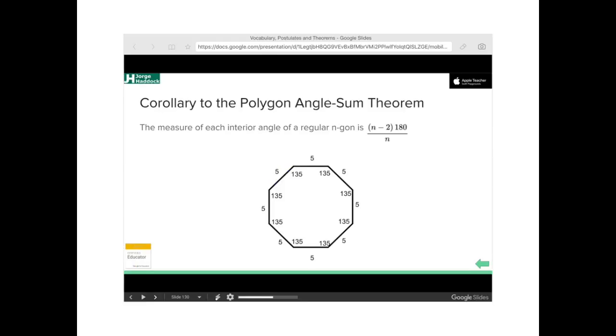The corollary to the polygon angle sum theorem states that if a polygon is regular, then I can find the measure of each angle by multiplying n minus 2 times 180 and dividing by n. To be a regular polygon, all the angles have to be exactly the same, so I just divide by how many angles there are. So let's see those theorems in a couple of exercises.